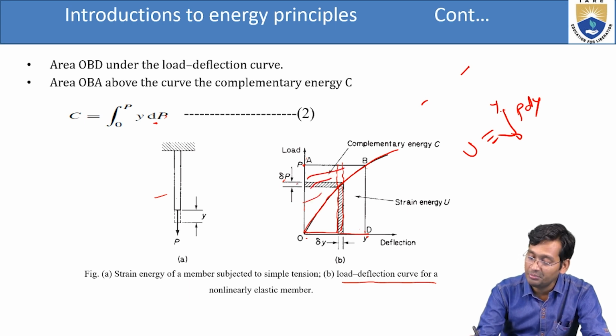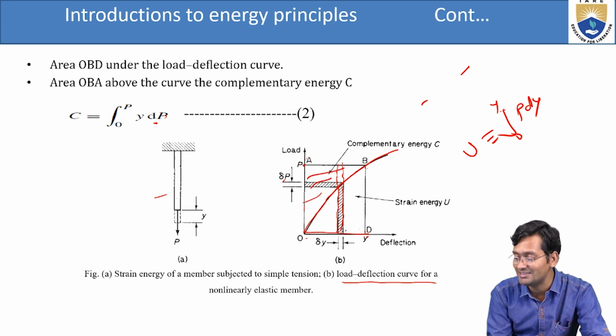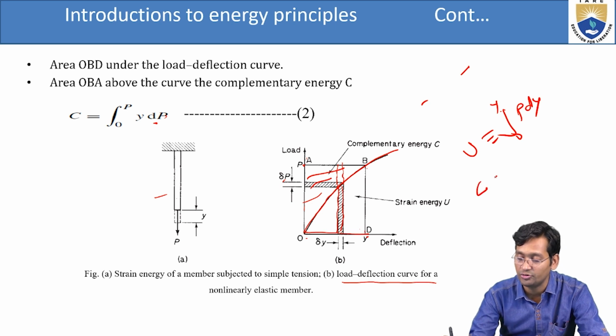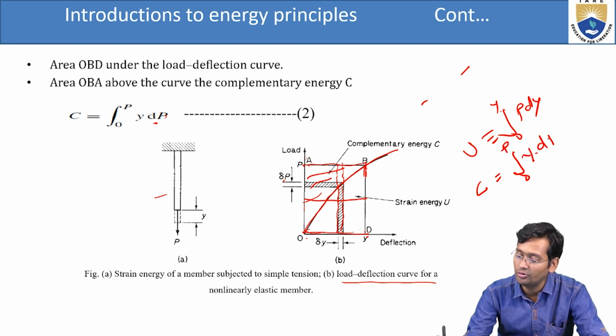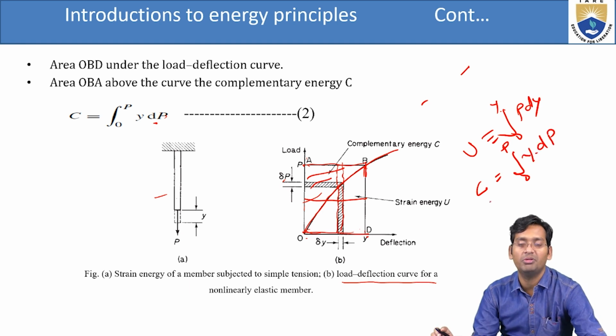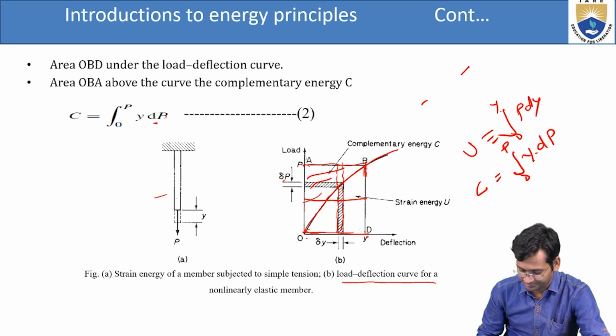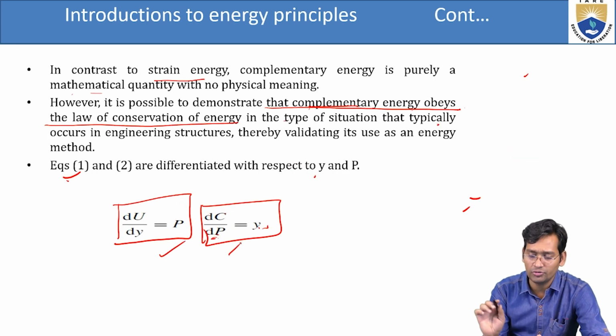Right. Here delta P, this side P is varying and Y is constant. So that is called complementary energy. So C is equal to what? From 0 to P, and here this Y is constant. So Y into dP. So this is called the complementary energy equation. Right. That is, these two equations are here.